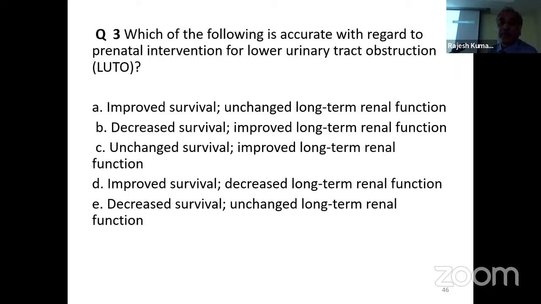So what do you expect the prenatal intervention to do in patients with lower urinary tract obstruction? They change the survival, but they do not change the renal function. So which one is that? A. Improved survival, but unchanged long-term renal function. I think that should be the answer.